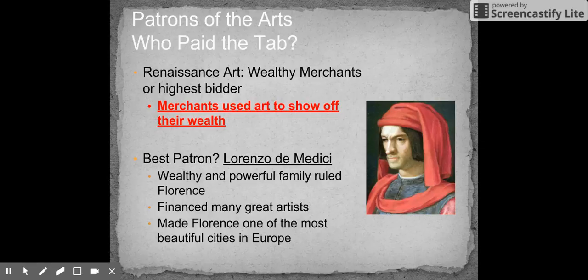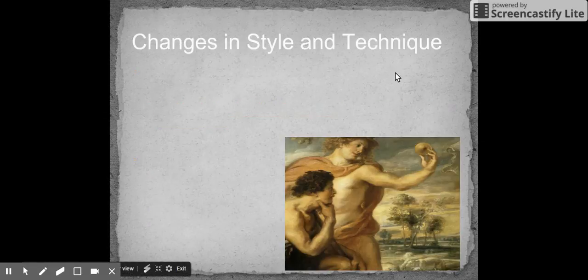One of the best patrons, especially in Italy, but maybe throughout Europe, was Lorenzo de' Medici, a very wealthy individual from a very powerful family of Florence. He financed many of the great artists that we'll talk about in class. The artwork which he purchased just dotted the entire city and made it one of the greatest and most beautiful cities in Europe for hundreds of years.